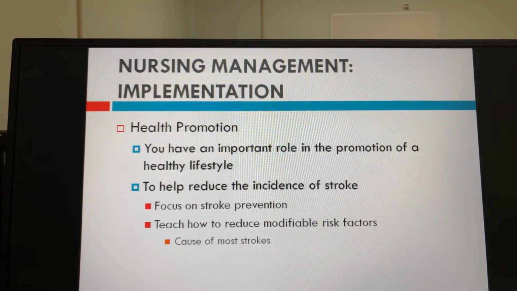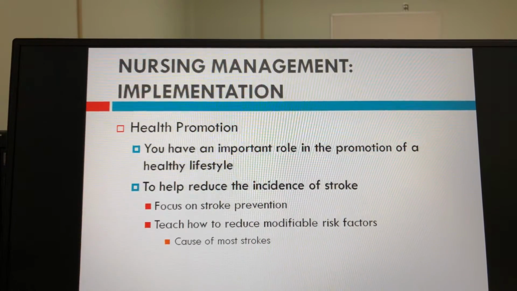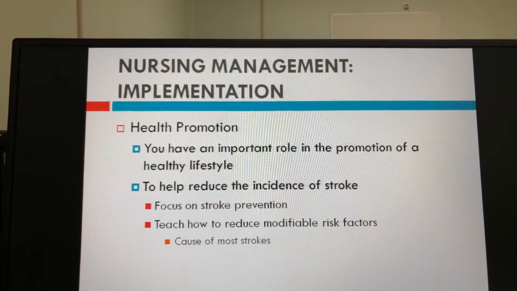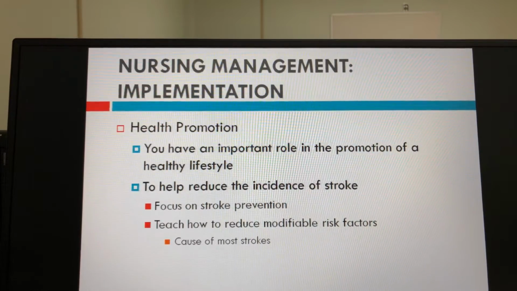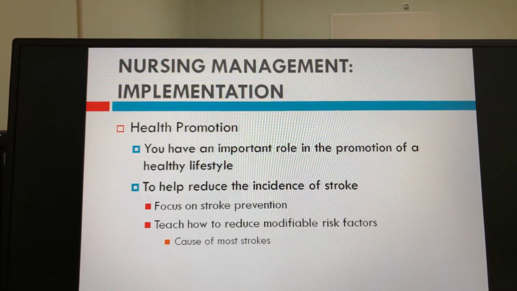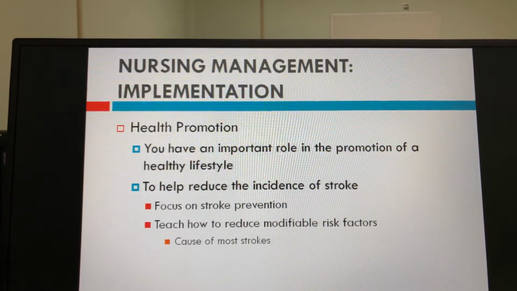Another important aspect of health promotion is teaching the patient and families about early symptoms associated with stroke or TIA. And if you look in your text, table 57-1 gives information on when to seek health care for these symptoms. And that is on page 1346.